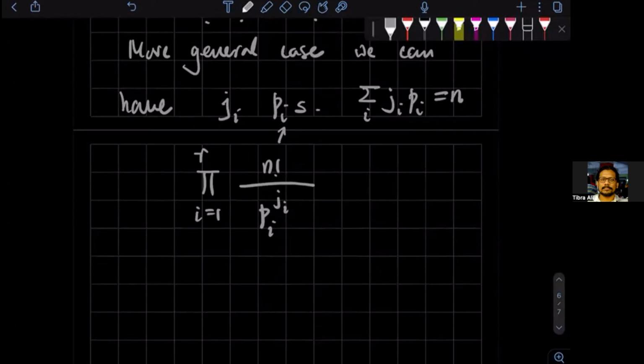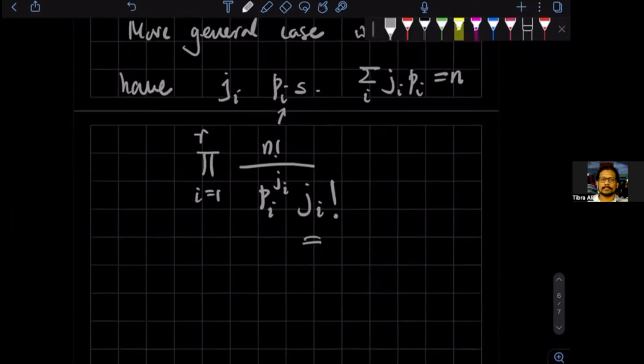But these different cycles of j_i sizes, there's going to be redundancy in being able to choose them. So therefore, we are overcounting here. So we have to also divide by j_i factorial, right? Is this clear why we're doing this?